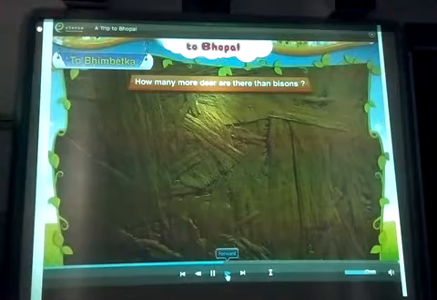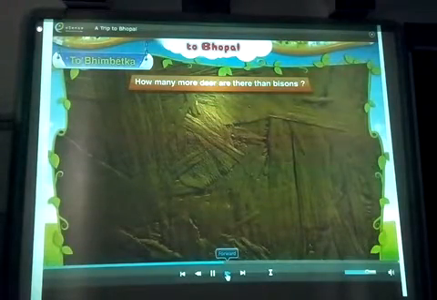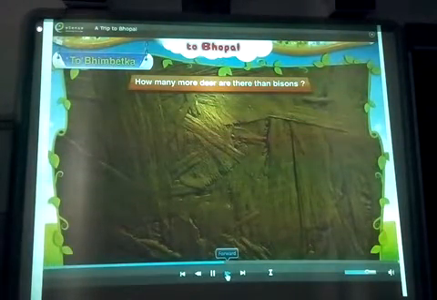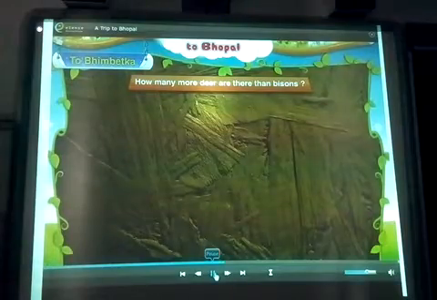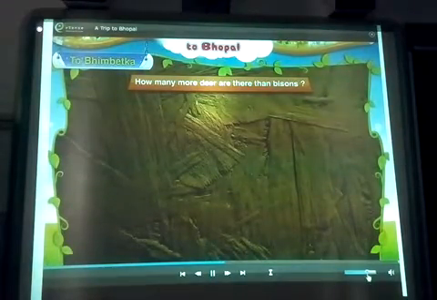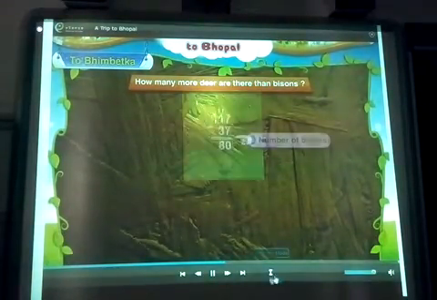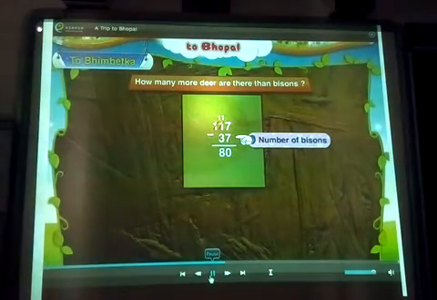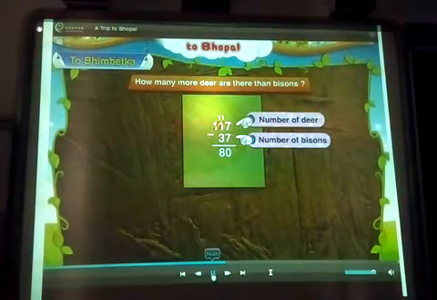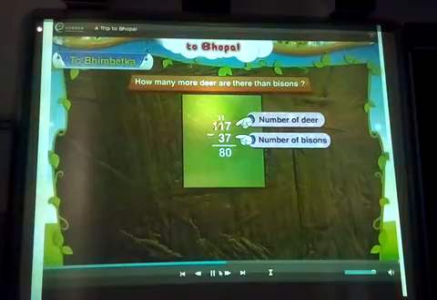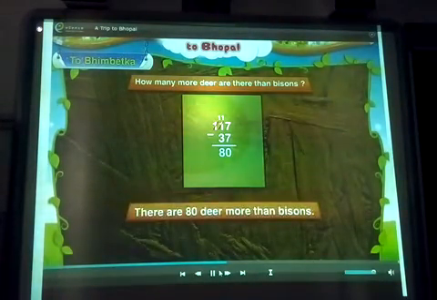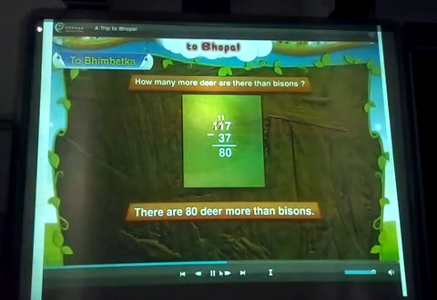How many more deer are there than bisons? To find how many more deer are there than bisons, subtract the total number of bisons from the total number of deer and we get the answer 80. So, there are 80 deer more than bisons.